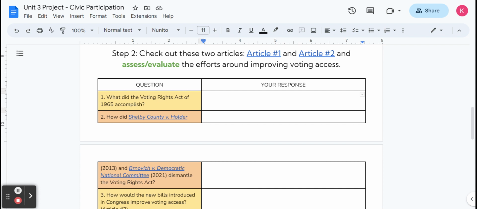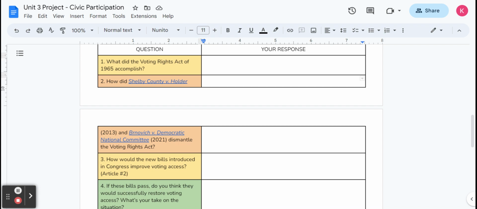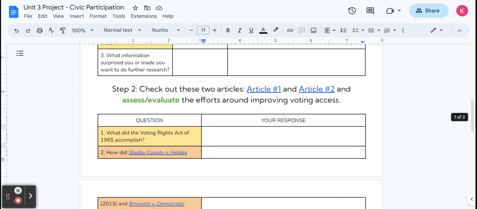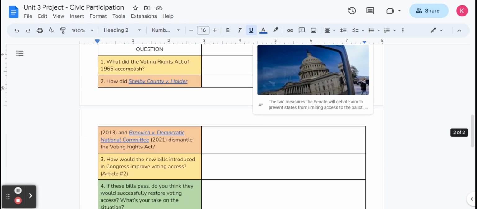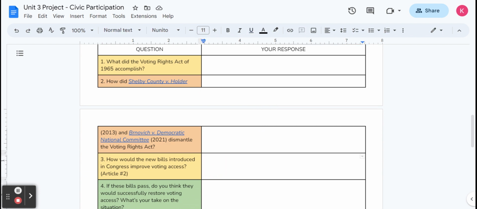So you're going to write about what the impact was of the Voting Rights Act, then about how these two cases have dismantled the parts of the Voting Rights Act that were quite successful at increasing access to voting. Then there are some new bills that are talked about in Article 2. And so I want to know how those new bills would improve voting access if they're passed.